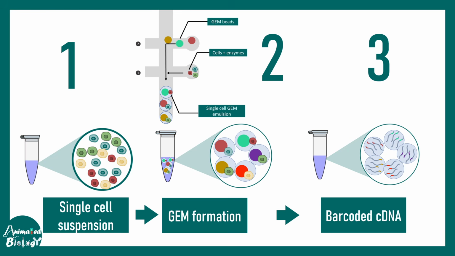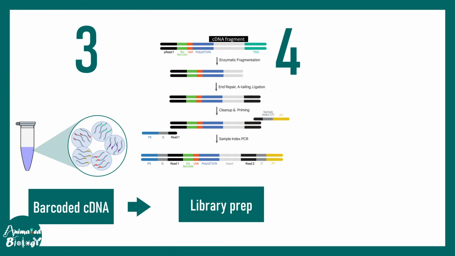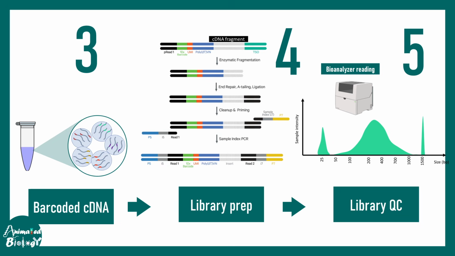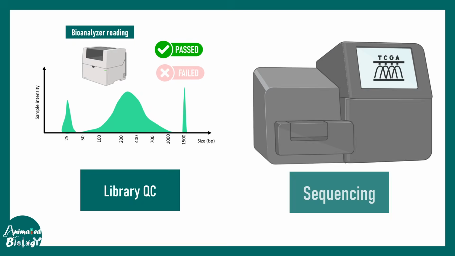emulsion RT reaction. After this step 3, that means emulsion formation, eventually the emulsion would be broken, cleaned up, the oil would be taken away, and the cDNA would be cleaned up to form a library. The sequencing library would then be checked for its quality control, and eventually, if it passed the QC, it would be loaded onto a sequencer.